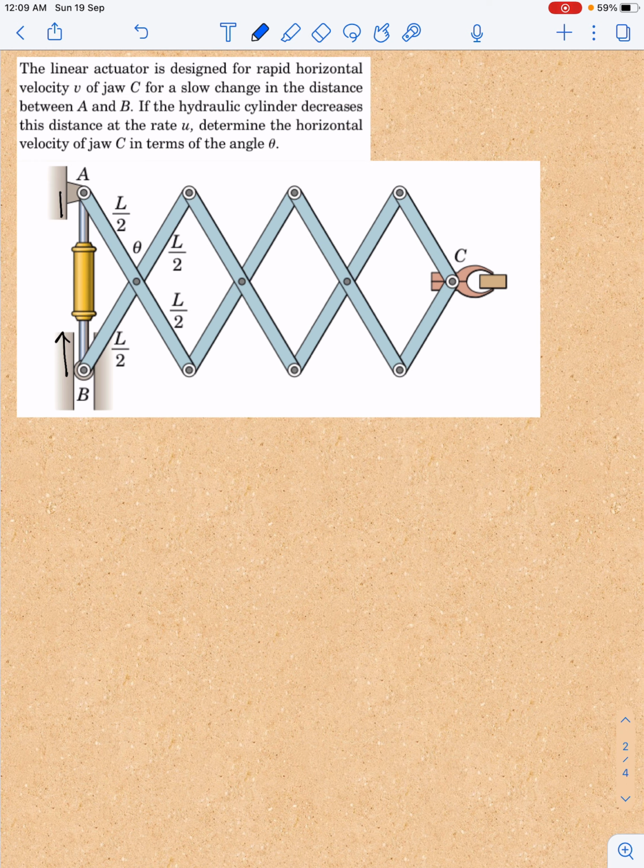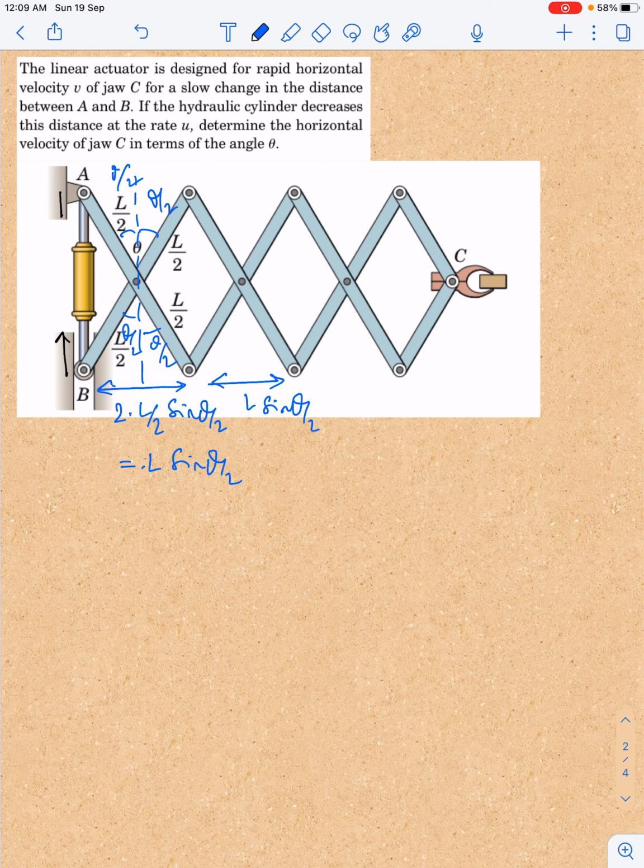How will I proceed in this case? I will take this angle as theta by 2, and this is also theta by 2, this is also theta by 2, this is also theta by 2. As a result, you can check that this distance is coming to be 2 into L by 2 sine theta by 2, which becomes L sine theta by 2. So this one is also L sine of theta by 2, this distance is also L sine of theta by 2, and this half distance is L by 2 sine theta by 2.